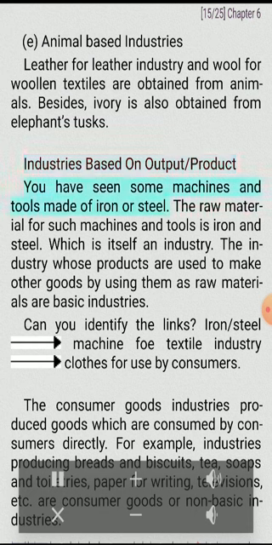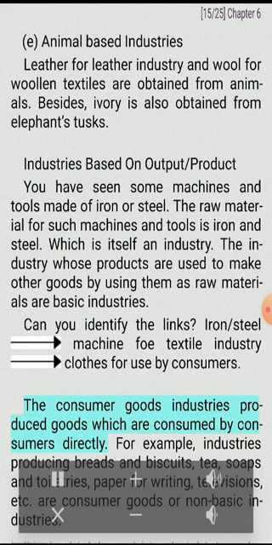Industries based on output product. You have seen some machines and tools made of iron or steel. The raw material for such machines and tools is iron and steel, which is itself an industry. The industries whose products are used to make other goods by using them as raw materials are basic industries. Can you identify the links? Iron, steel, machine, textile industry, clothes for use by consumers.